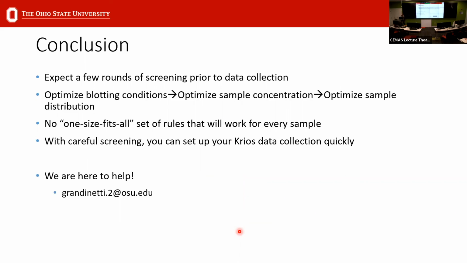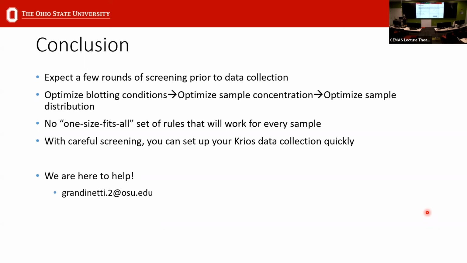Hopefully you now have a better idea of what to do once you're sitting at the Glacios. It's normal to expect a few rounds of Glacios screening prior to finding a grid good enough to go into the Krios. The order that I usually go in is first optimize blotting conditions, then I optimize my concentration, and then I optimize sample distribution. So again, if I see things like preferred orientation or everything is sticking to the carbon or not going evenly through the holes, there are ways we can troubleshoot that.